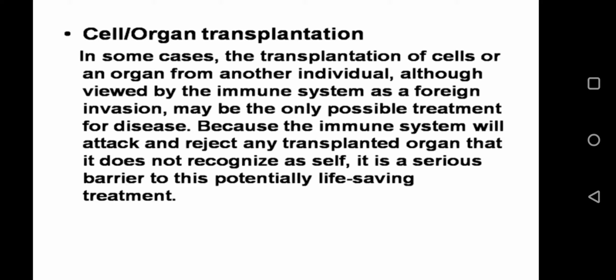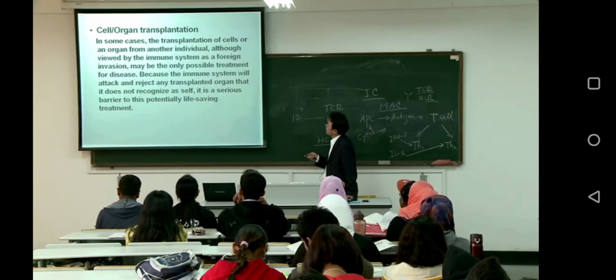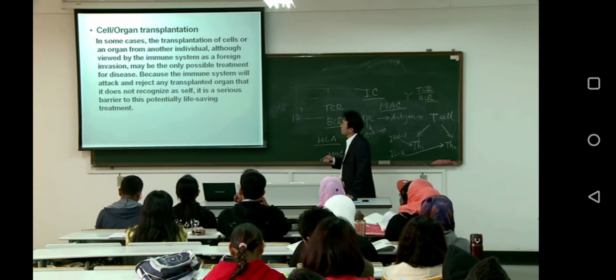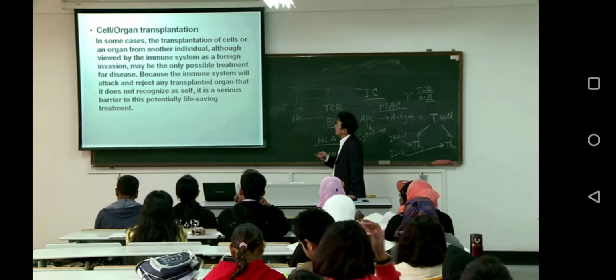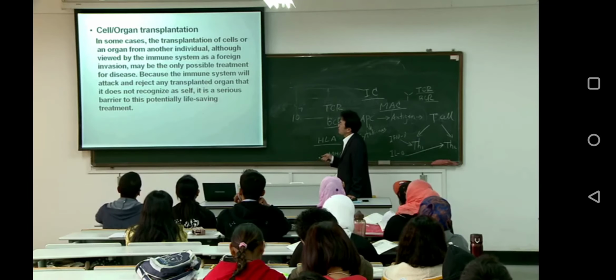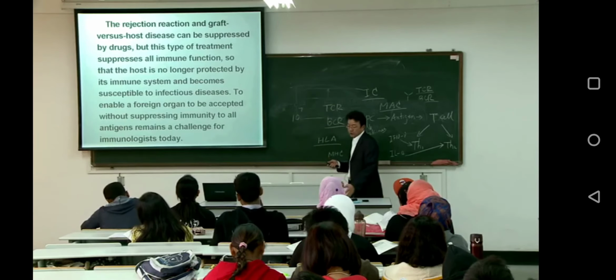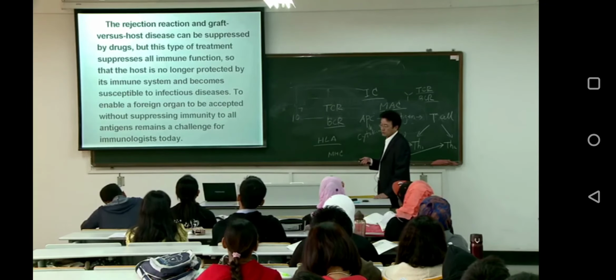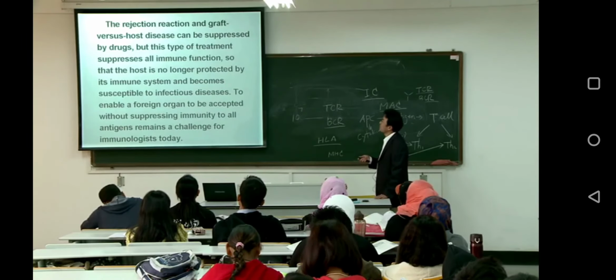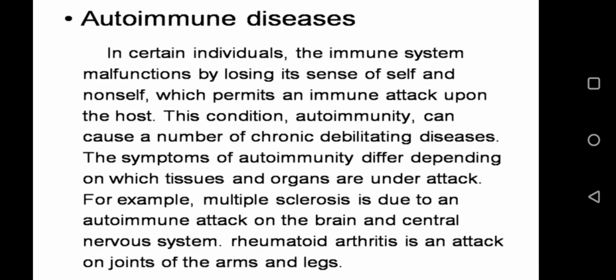An organ from another individual, although viewed by the immune system as a foreign invasion, may be the only possible treatment for disease, because the immune system will attack and reject any transplanted organ that it does not recognize as self. It is a serious barrier to these potentially life-saving treatments. So we will talk about the immune response of transplantation later. And autoimmune disease, yeah.